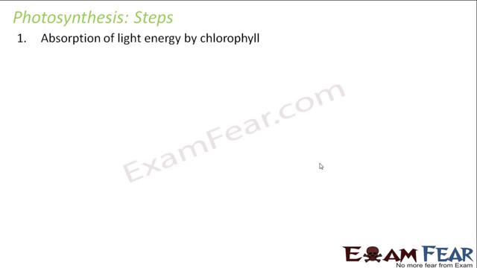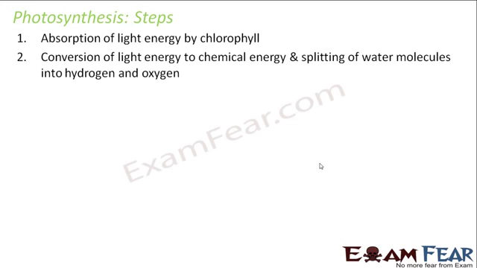So the first thing that happens is absorption of light energy by chlorophyll. So the green pigment present inside the leaves, they will absorb the light energy from sunlight. Conversion of this light energy into chemical energy and splitting of water molecules into hydrogen and oxygen. So this light energy is converted to chemical energy, and the water molecule splits into hydrogen and oxygen, and that hydrogen is emitted out as a gas.